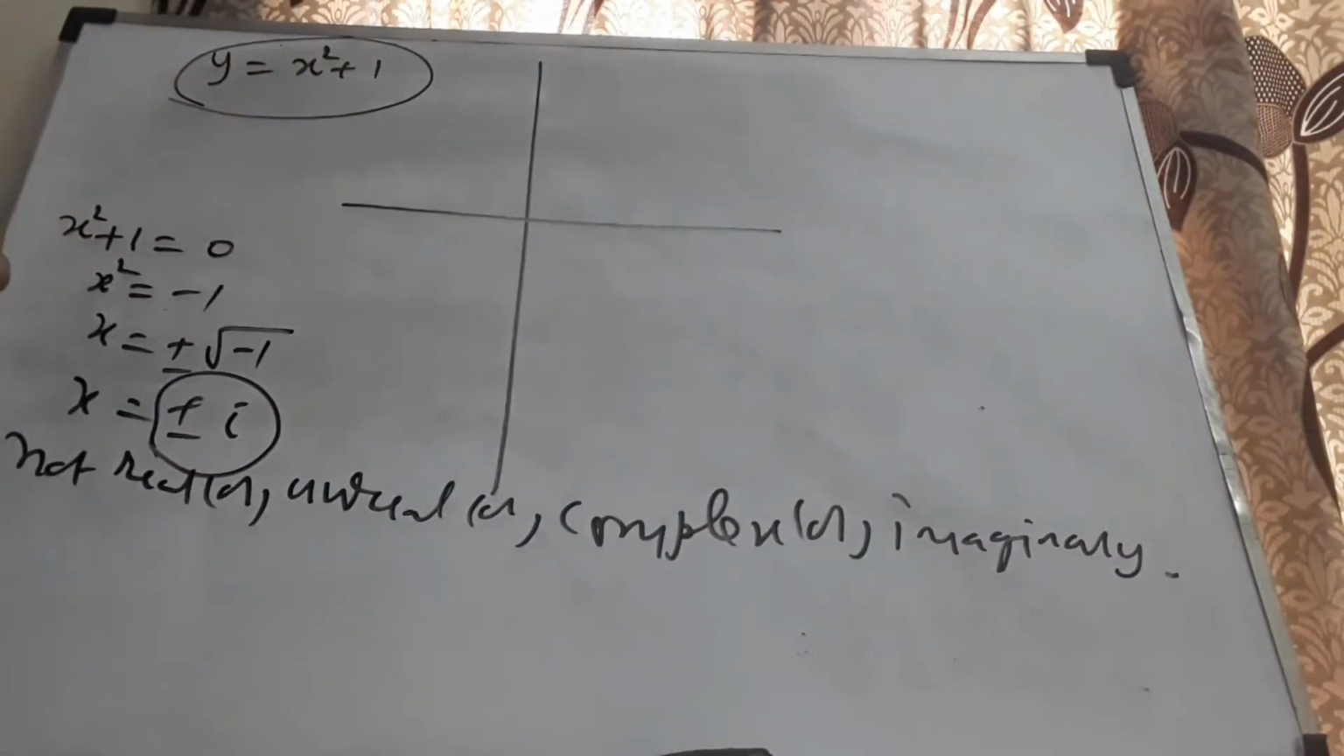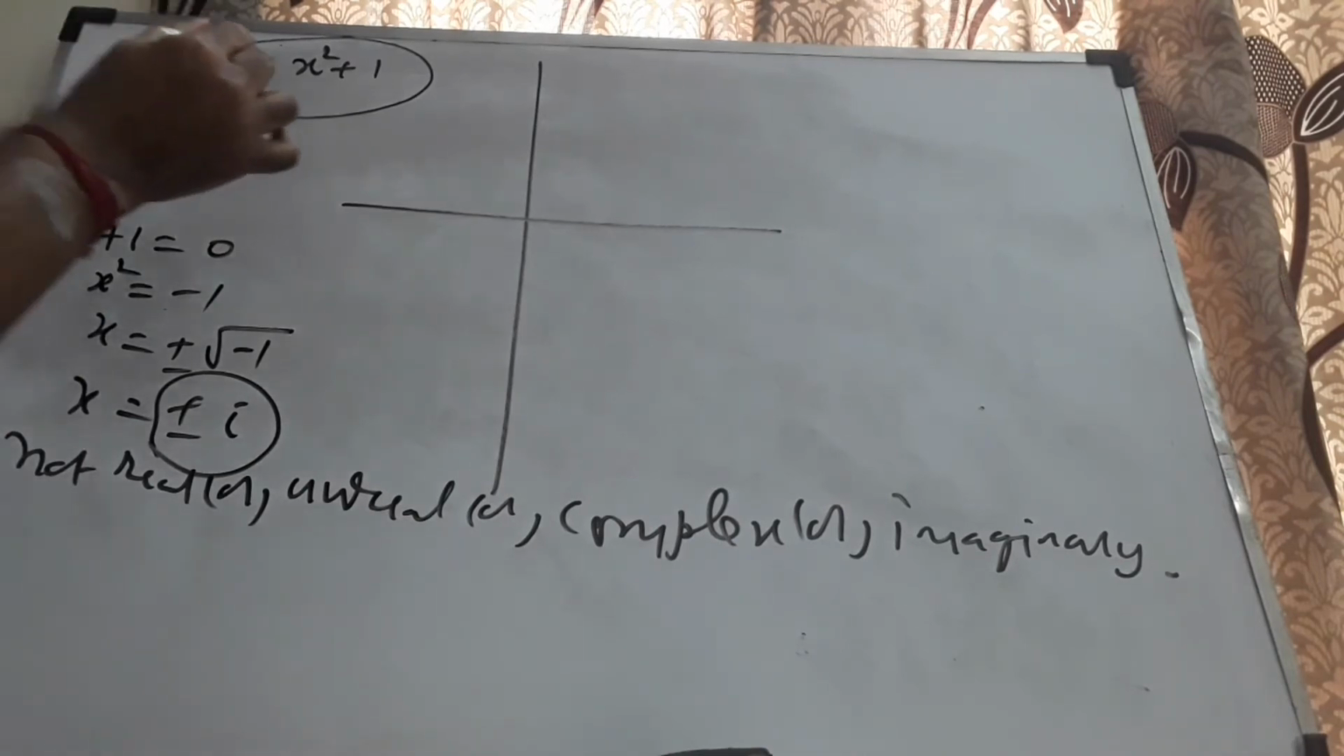I repeat, if I am given y is equal to x square plus 1, simply the quadratic polynomial x square plus 1, equate it to 0, I will get x square equal to minus 1, x equal to plus or minus root minus 1, I call it i. I will not say there is no zero, it is totally wrong. It's better to say I have two zeros which are not real, or unreal, or complex, or imaginary. Such numbers are called complex numbers or imaginary numbers.